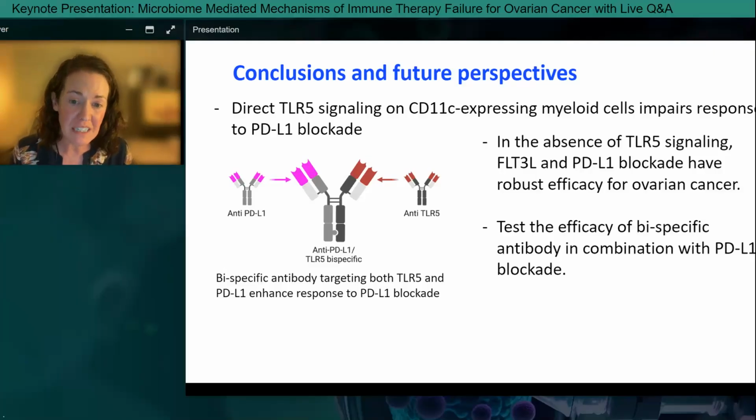And then we're hoping to test the efficacy of our new bispecific antibodies in combination with PD-L1 blockade, in addition to generating a bispecific that's targeting both TLR5 and PD-L1. Because one thing, and I didn't have time to show this today, is that we find that the majority of TLR5 expressing cells within the ovarian tumor microenvironment also significantly upregulate the PD-L1, very much aligned with what we're seeing with our in vitro culture system.